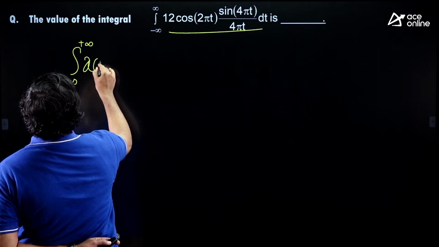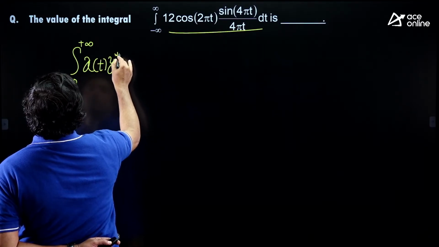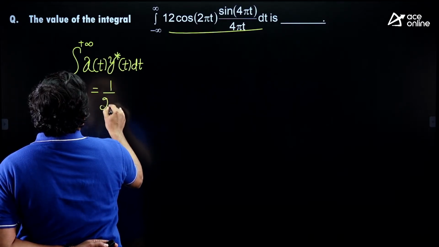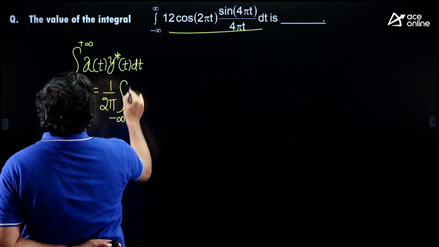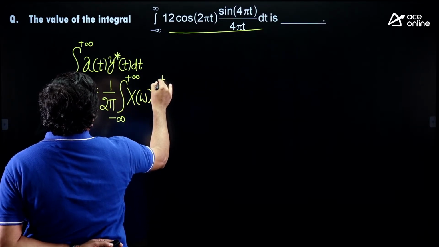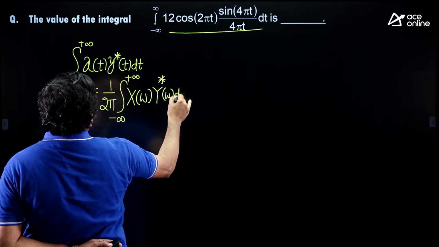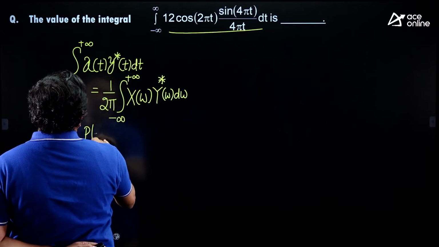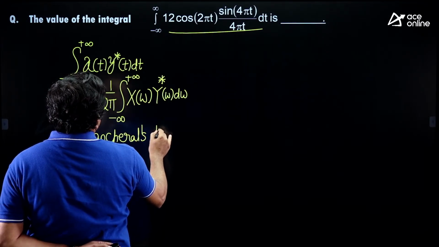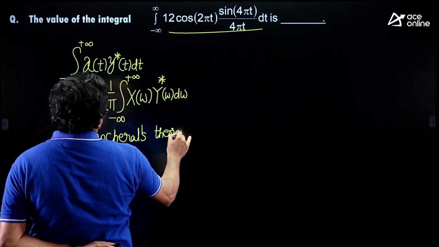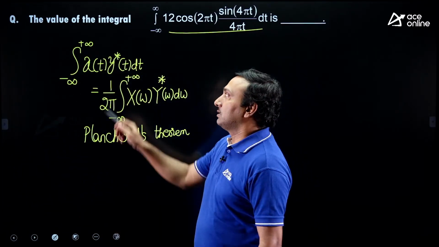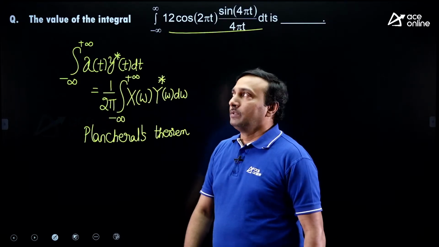Parseval's theorem. Parseval's theorem is applicable for same signals. The modified version of Parseval's theorem is called Plancherel's theorem. That conjugation denotes if one of the signals considered is complex, then we need this star, the conjugation.